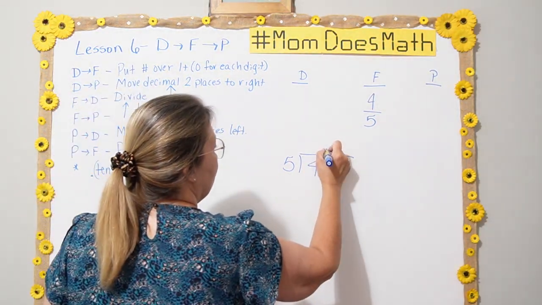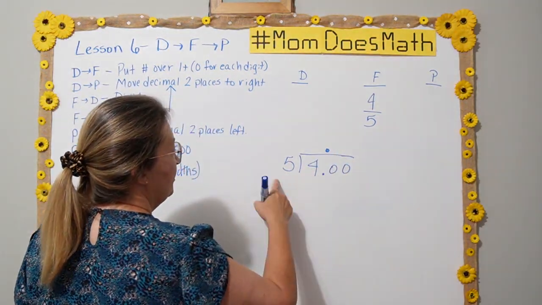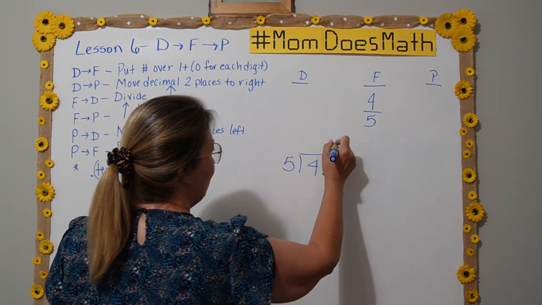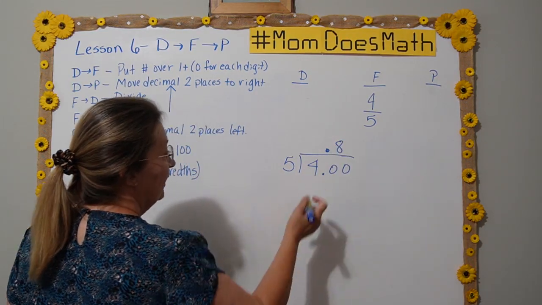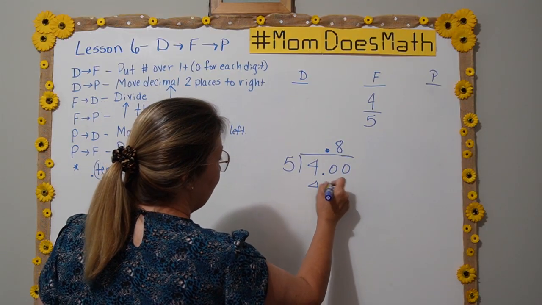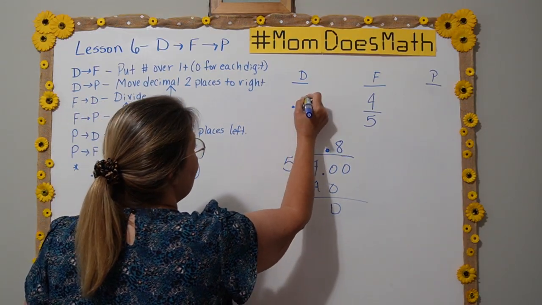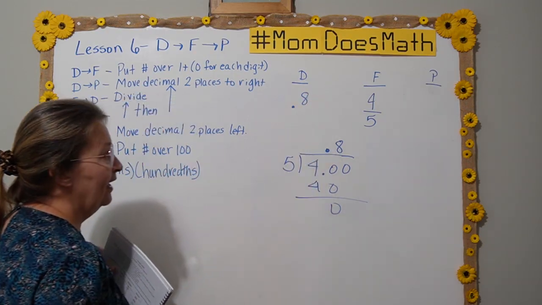Okay. Put the decimal in the matching place up here. Now 5 won't go into 4, but it will go into 40. How many times? 8. Okay, and when you multiply 8 times 5, you get 40, no remainder, so that's as far as you need to go. So the decimal form is just 0.8.